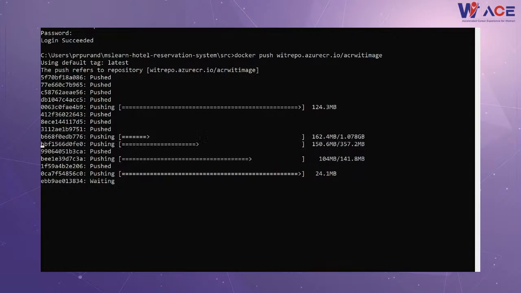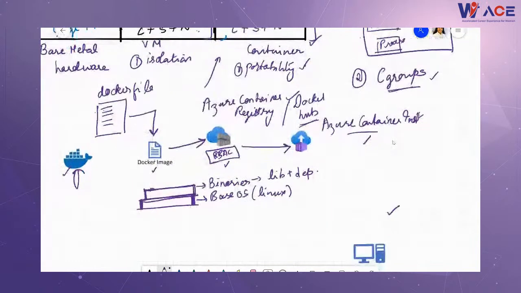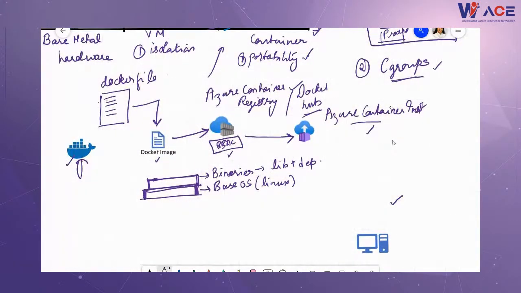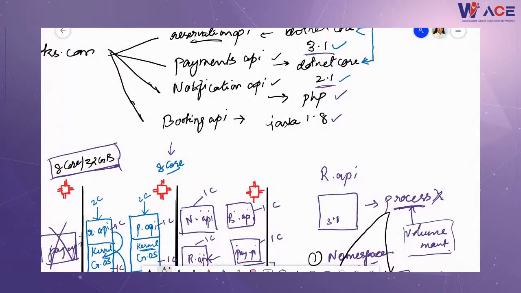So while this is happening, let's go back to my explanation and I will have you think about one thing. Now that we have created a container image and we are going to deploy it onto a container instance, right? One of you had asked how each of these services will talk to each other. It's good that I am deploying a reservation API. I will also use the same methodology to deploy the payment API, notification API, and bookings API. But how do I ensure that the APIs are talking to each other?